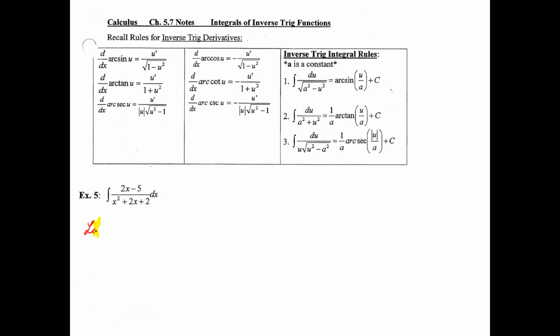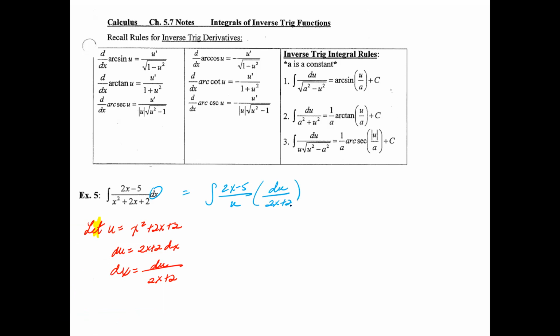Remember we said that with most u subs, you want u to be the denominator. So u is x squared plus 2x plus 2. du is 2x plus 2 dx. So then dx equals du over 2x plus 2. So let's go ahead and rewrite this then. Equals integral 2x minus 5 over u. Change your dx with a du over 2x plus 2. Okay, so at this point, you can tell that we can't really cancel anything.